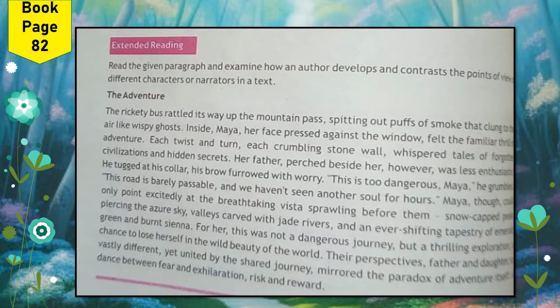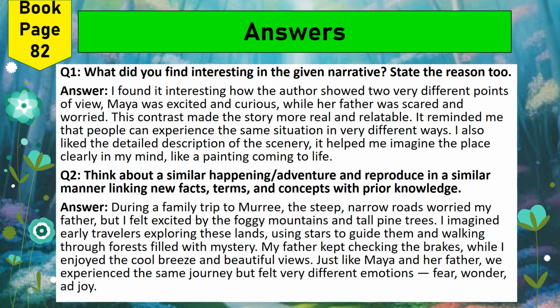Now let's move on to the extended reading section. In this part, you'll read a paragraph and examine how the author develops and contrasts the points of view of different characters or narrators in a text. That means you'll look at how each character thinks, feels, or sees the situation differently, and how the writer helps us understand those differences through the words they use. So open your book to the paragraph, take your time reading it carefully, and see how the character's thoughts and views are shown. Let's see the first question's answer.